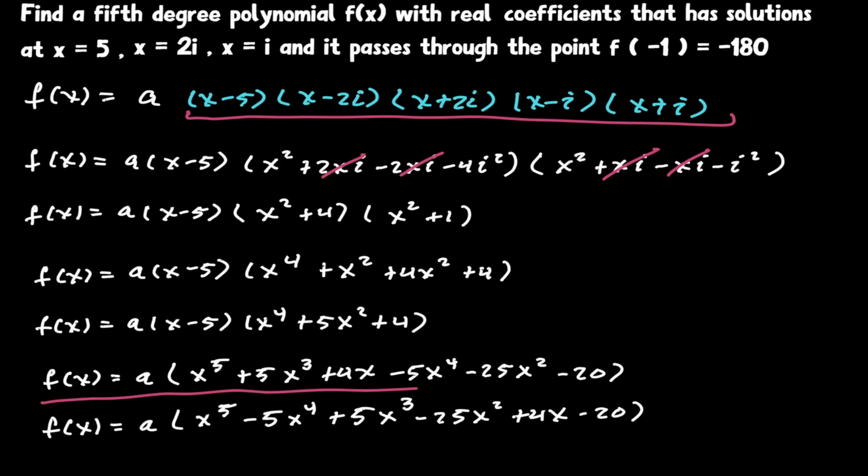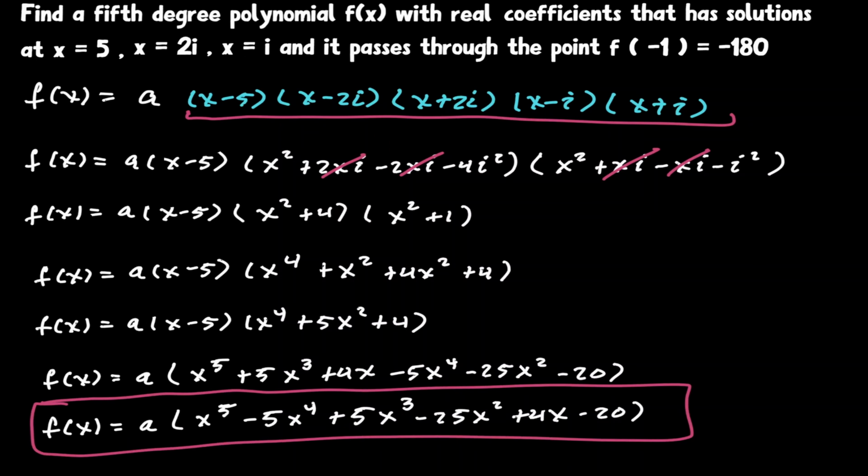So here we have the function that we are looking for. This function that we have defined here is a 5th degree polynomial. It has real coefficients. Notice that there are no imaginary numbers in it. And we are guaranteed to have the following solutions. But this is not the final result that we will consider, because we're still missing this condition.